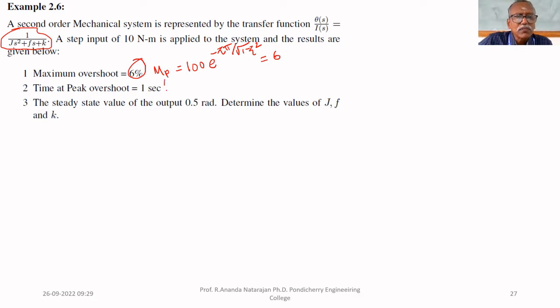Time at peak overshoot, Tp, equal to 1 second. What is the formula for Tp? Tp equal to pi upon omega n square root of 1 minus zeta square. That is equal to 1 second.